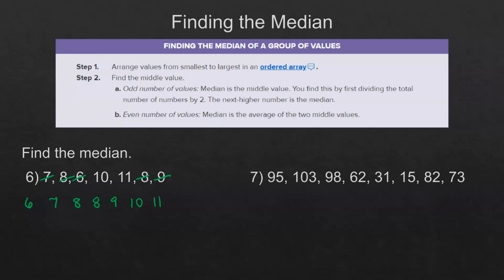Okay, and then we count 1, 2, 3, 4, 5, 6, 7. We see that we started with 7 numbers and we have 7 numbers again. And then we can see that the middle number is going to be 8. I'm going to write that out, and that then would be the median.